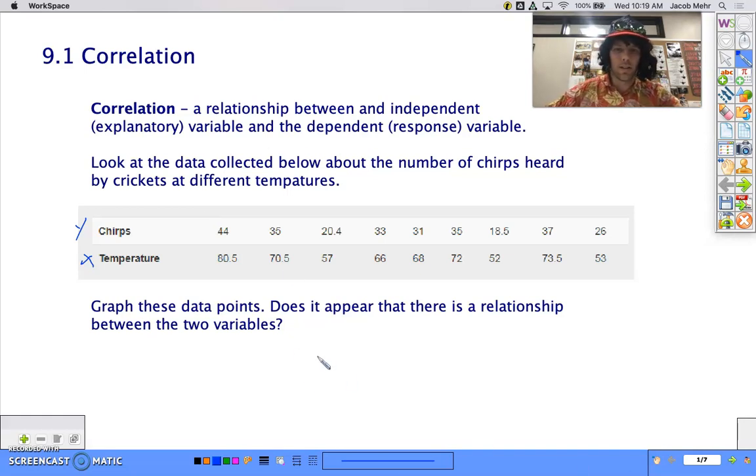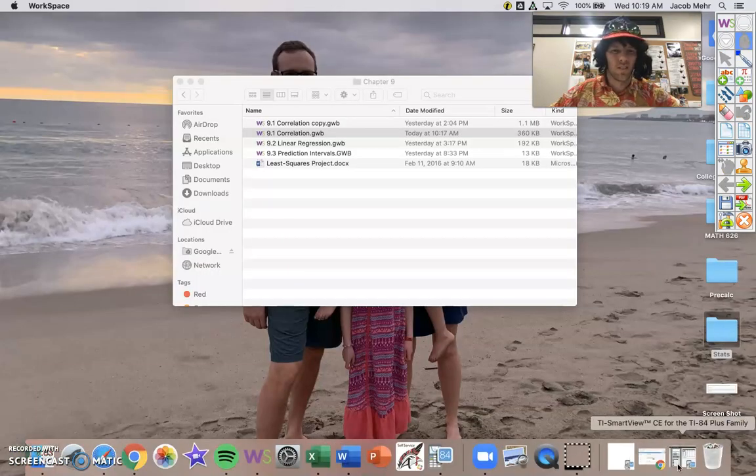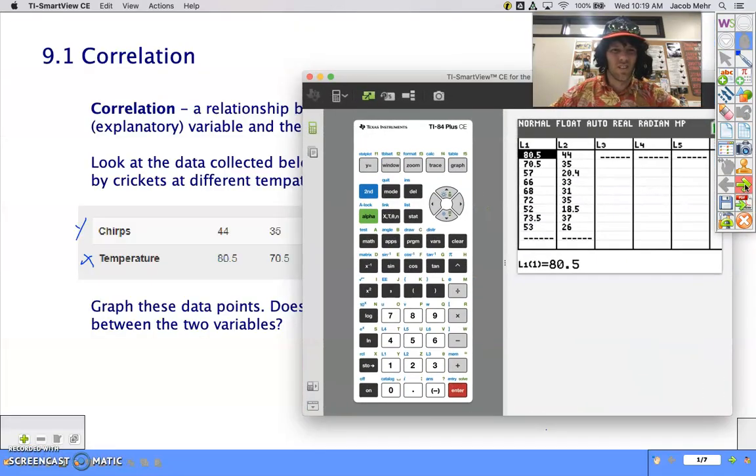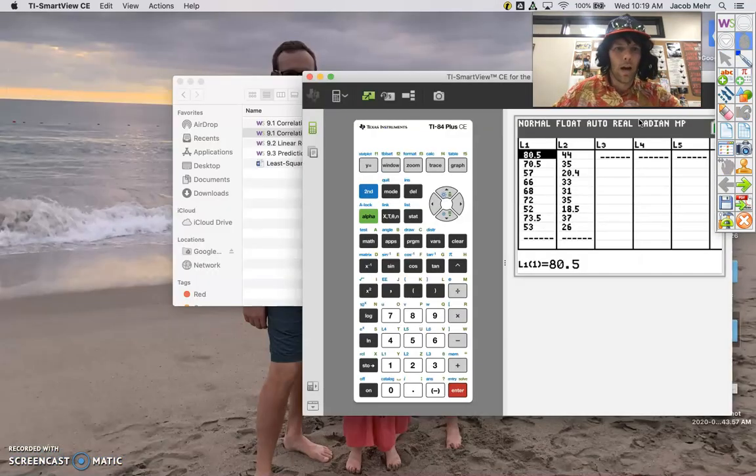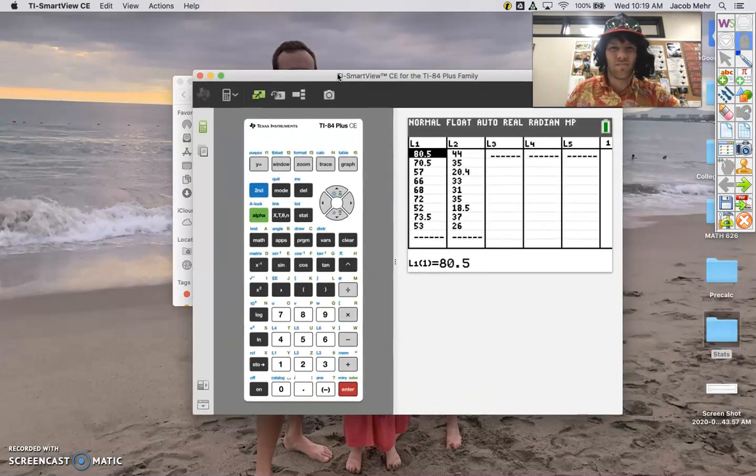I chose to put the temperature into list 1, and I put my number of chirps into list 2.